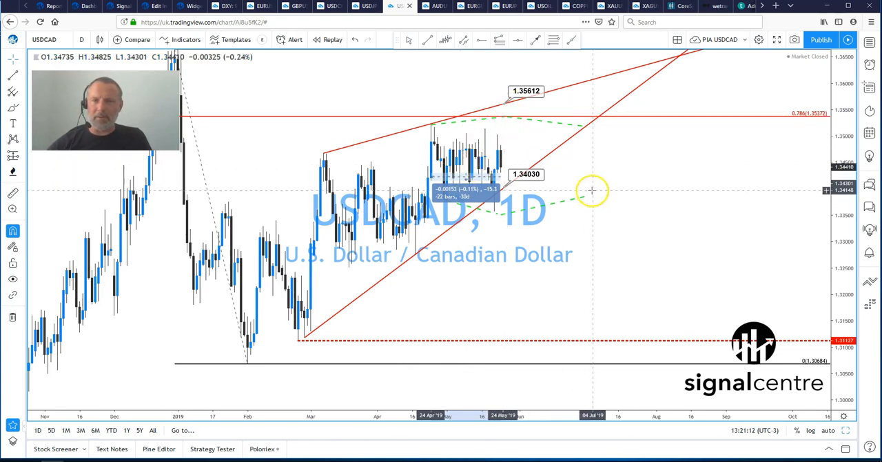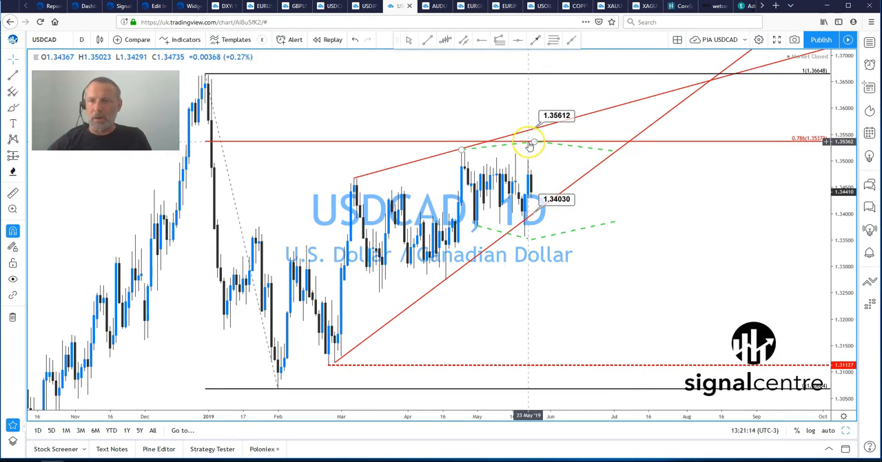This is prime area as far as I'm concerned to get short. Remember, we've got that 13 count, so we really should be selling into rallies. Got a 78.6% Fibonacci pullback level around about 135.35, and then the trend of higher highs at 135.61, offering quite a decent sort of shorting area to the upside. The measured move target for this formation is down here, which is around about 131.15.